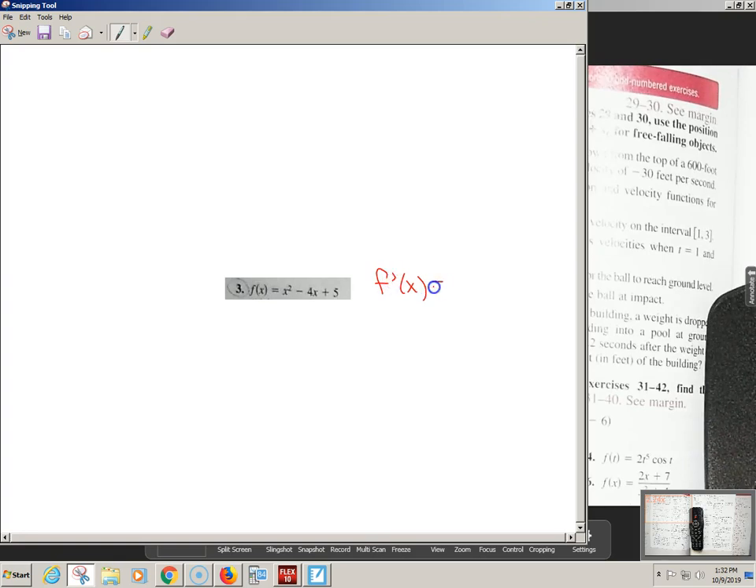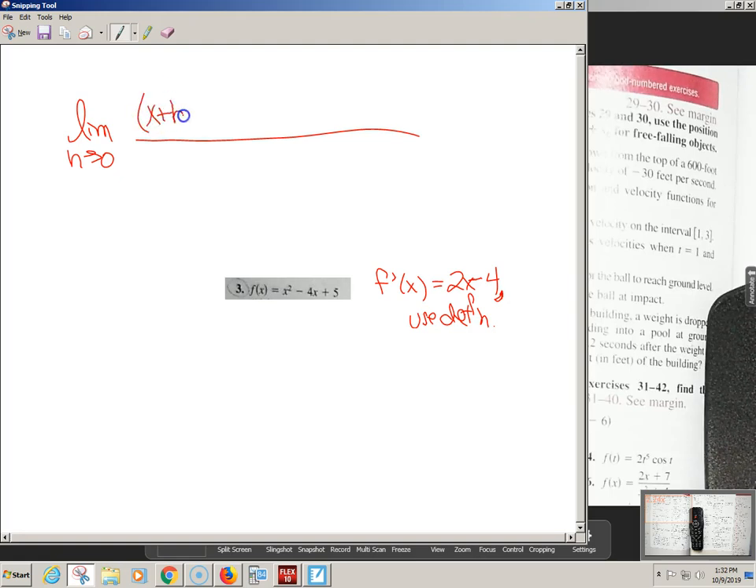It's 2x minus 4, true? But now you have to actually show how, using the limit. Oh, now we have to use the definition. Sorry guys, my smartboard is rough today. Just hang in there. 2x minus 4. We know what it's supposed to be. So how would we use the limit definition? How about the limit as h approaches 0 of f of x plus h? Now check it. How do I actually do that?